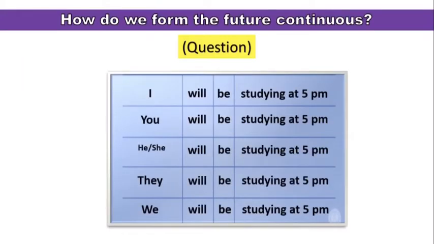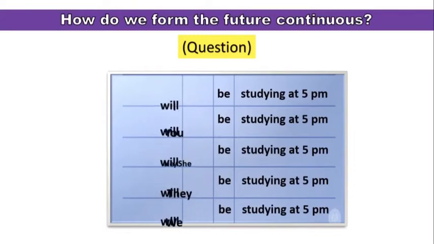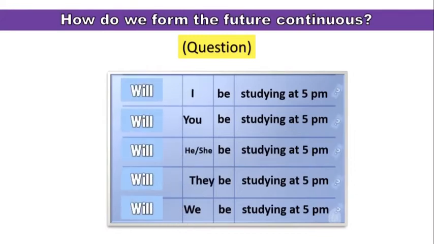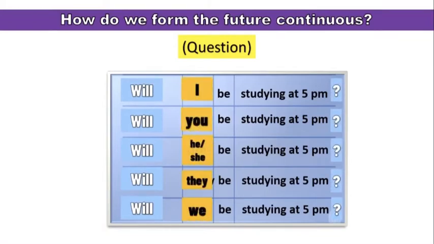So, we move the will to the beginning of a sentence and capitalize the W. Then, we write the subject in a small letter. Don't forget to add the question mark in the end.